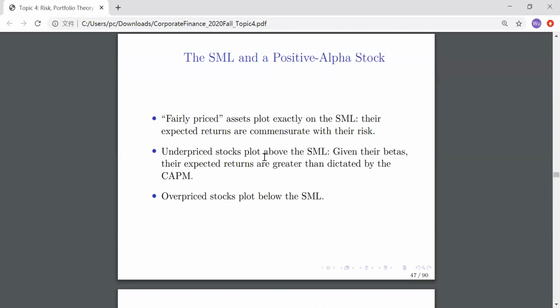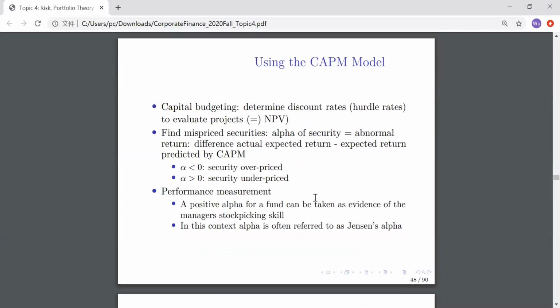If you have an underpriced stock, it is above the SML, because its current return is higher than predicted by the CAPM model. So that means it's underpriced. If it's overpriced, it's below the SML, because its current return is lower than prescribed by the CAPM model, meaning that its price should drop so that the actual return will increase to the level prescribed by the CAPM model. That is the idea. We can use the CAPM model to do a lot of things.